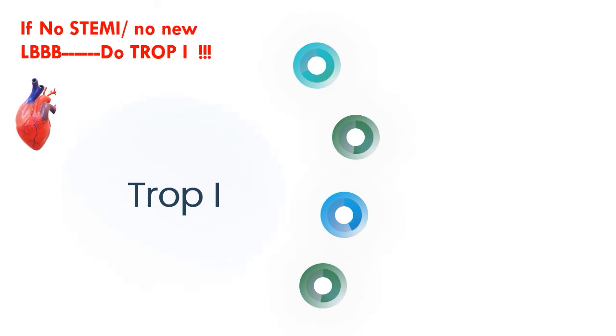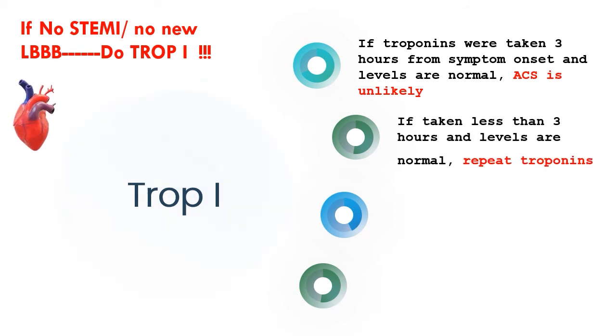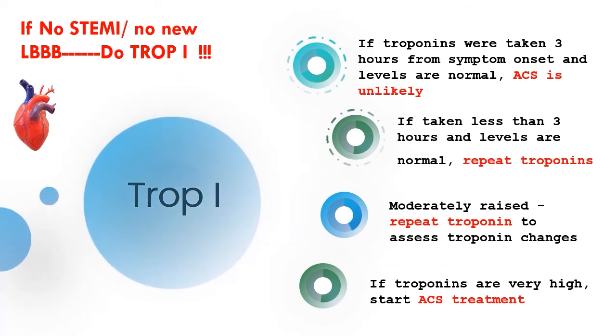If there is no STEMI or no new left bundle branch block, you can always do a troponin I. If troponin is taken 3 hours from symptom onset and the levels are normal, acute coronary syndrome is unlikely. If the troponin I is taken less than 3 hours from onset and levels are normal, you should always repeat the troponin level. If the troponin I is moderately raised, you can repeat troponin to assess troponin changes. And if troponins are very high, you can start acute coronary syndrome treatment.